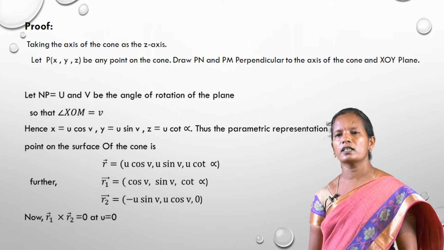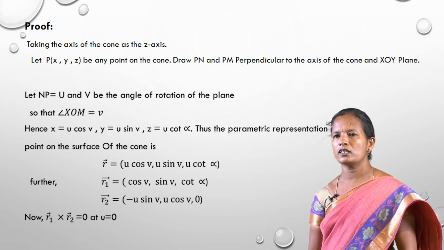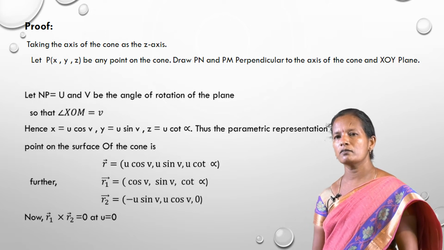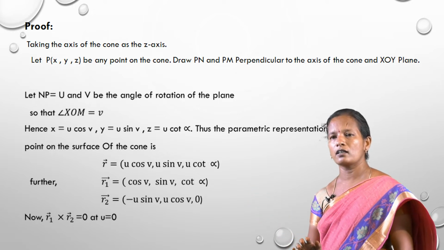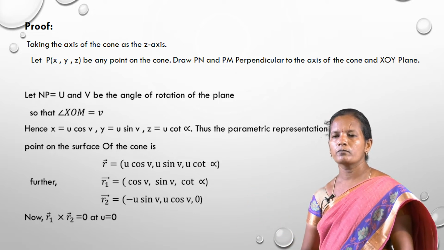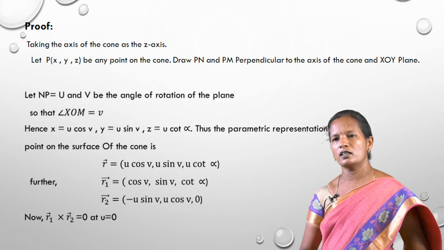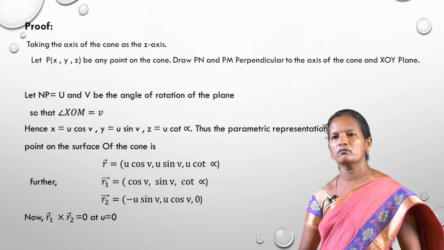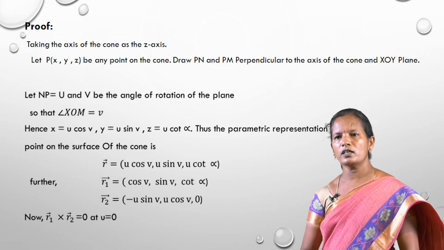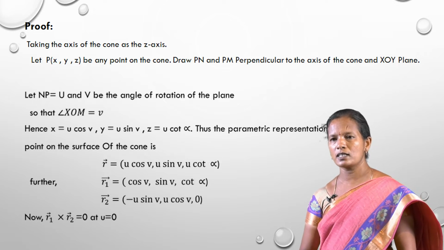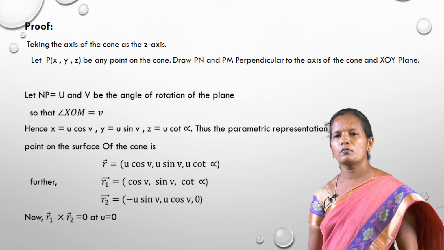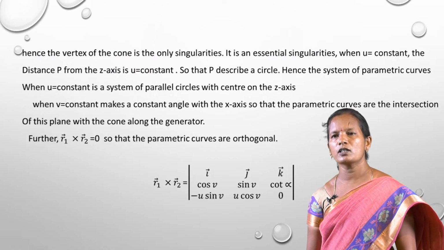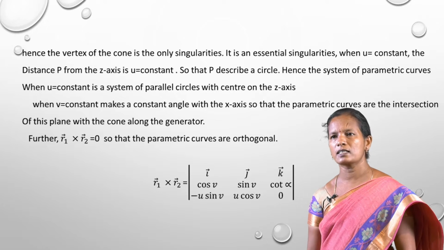r1 vector means differentiate r vector with respect to u, it is cos v, sin v and cot alpha. r2 means differentiate r with respect to v, that is minus u sin v, u cos v, and there is no v in the z component, so that is 0. Now r1 cross r2 is equal to 0 at u is equal to 0. Hence the vertex of the cone is the only singularity. It is the essential singularity.